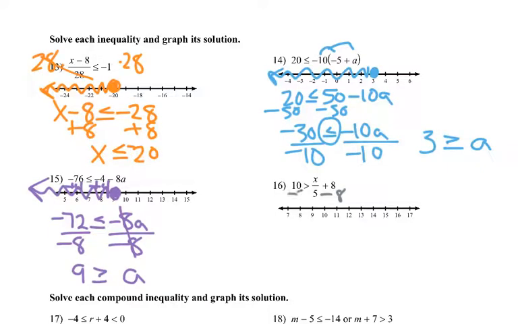16, we'd subtract 8, giving us 2 is greater than x over 5, times by 5. 10 is greater than x. So a hollow circle at 10, because it's not equal to, and again, x is smaller, so I shade to the left. If x were bigger, we'd be shading to the right.